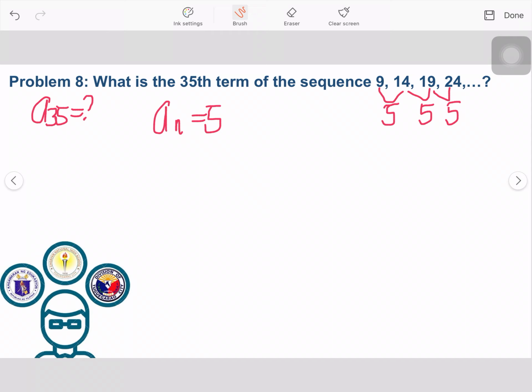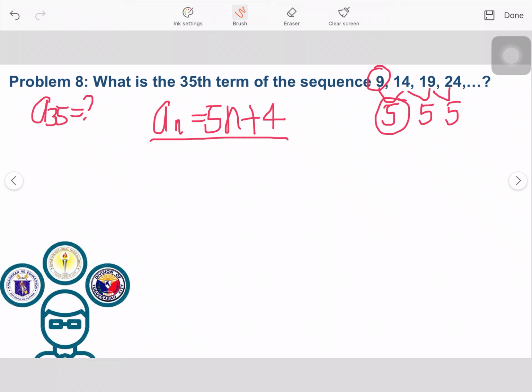And then multiply n. Okay? And then I'm going to subtract the first term and the common difference. So 9 minus 5 will give me positive 4. So therefore, the explicit form of this sequence is a sub n is equal to 5n plus 4.